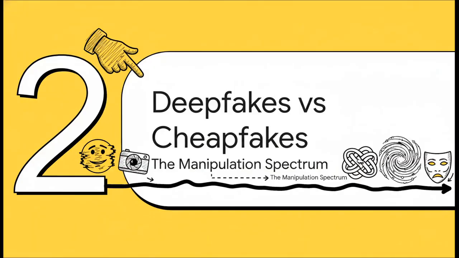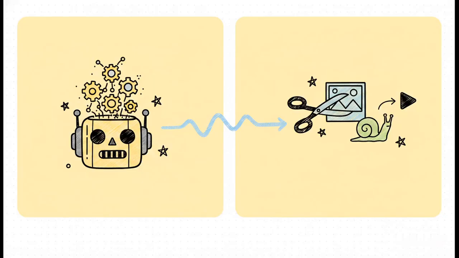Moving right along to Section 2, Deepfakes versus Cheapfakes. According to the Tandoc classification of fake news, high-tech deepfakes, the ones using complex AI and voice cloning, definitely grab all the flashy headlines. But here's the kicker. Everyday, low-tech cheapfakes often have a way broader, more immediate impact.